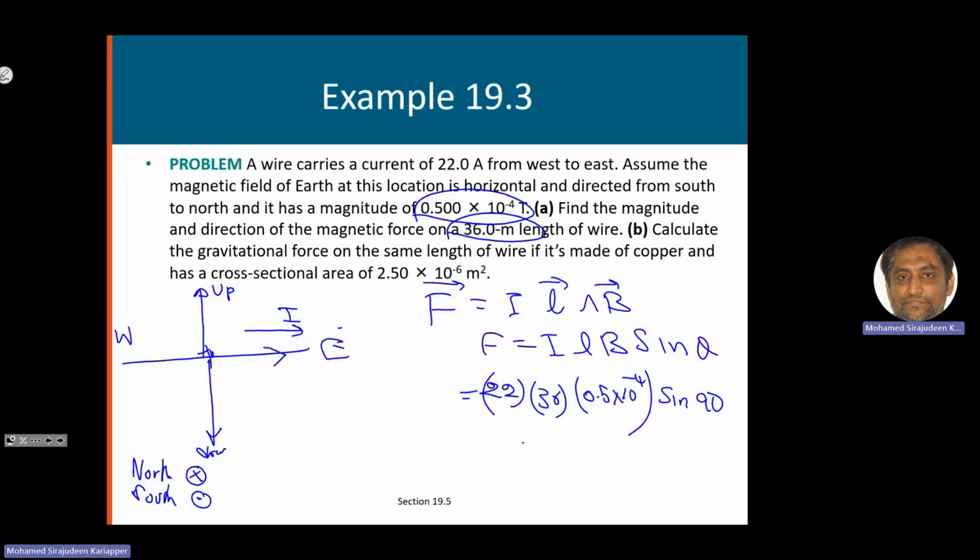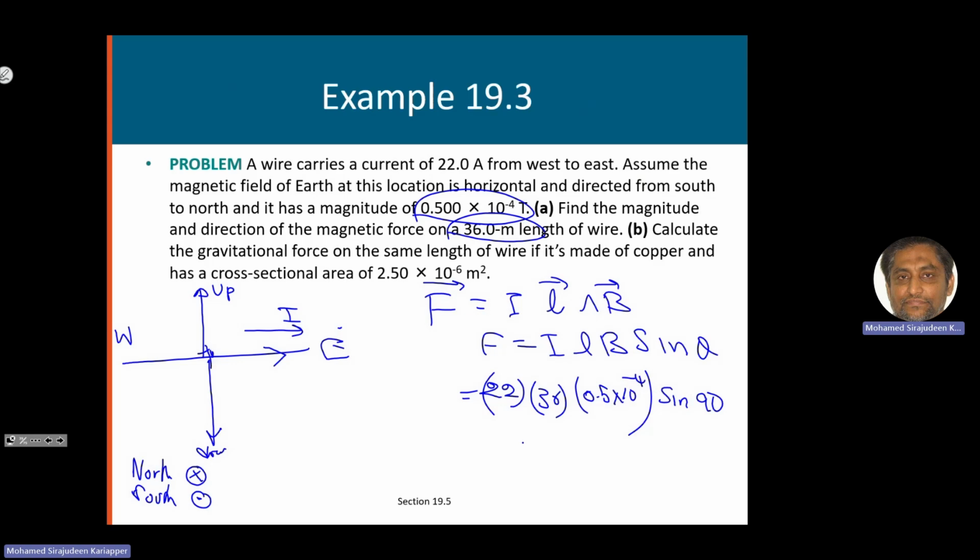What is the angle? Theta is the angle between the current direction and the magnetic field direction. Current direction is east, magnetic field direction is north. What is the angle between them? 90. It's not about getting the maximum value or anything. It is just finding out what theta is and substituting the value of theta into the equation. It happens to be the maximum value, and that is a different story.